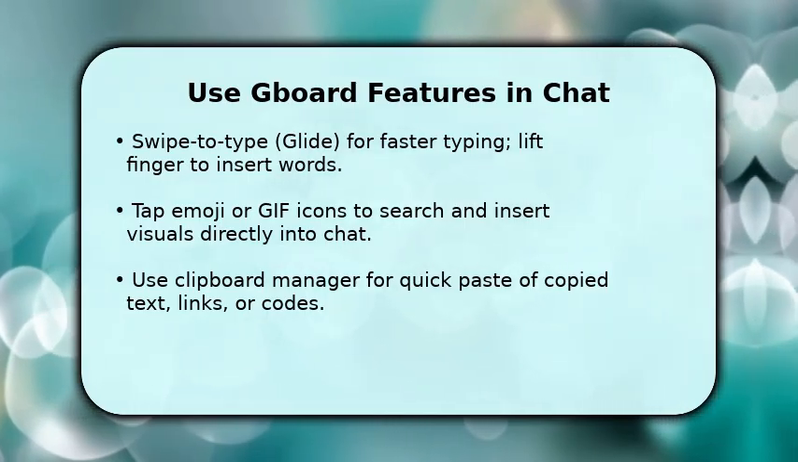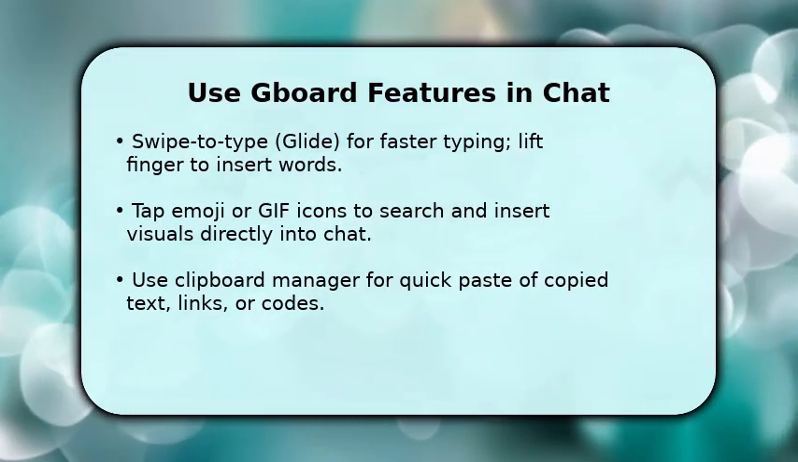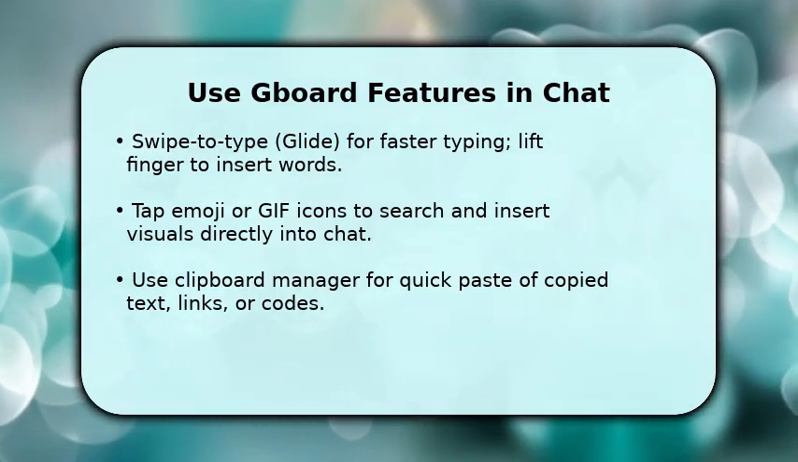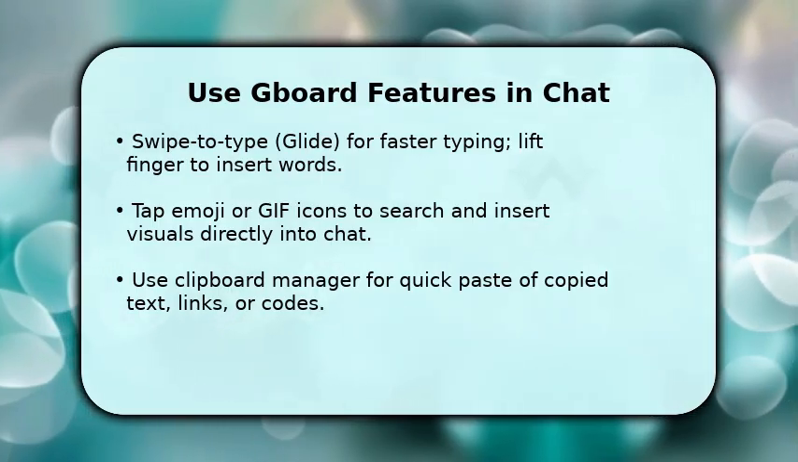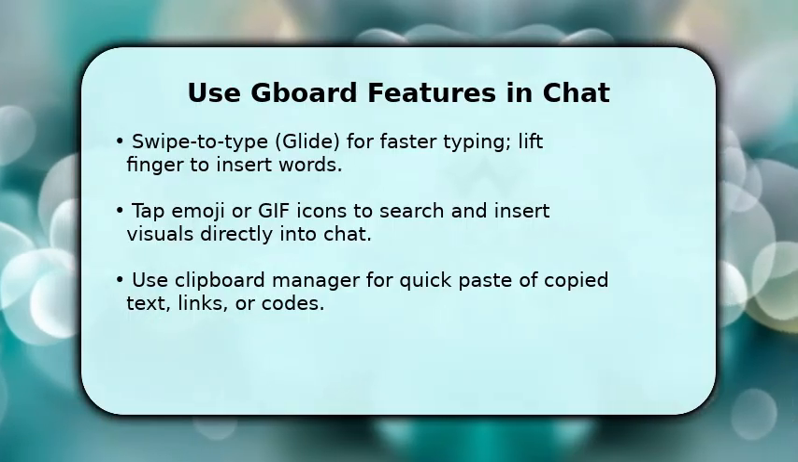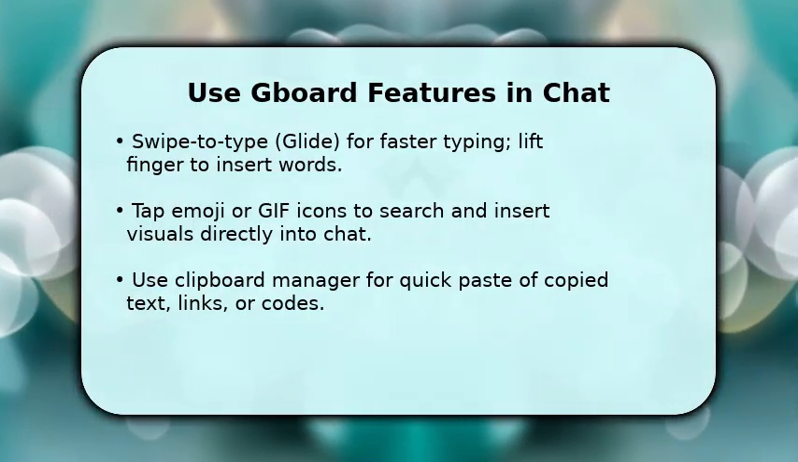For tone and clarity, tap the emoji or GIF icons to search by keyword and add visuals that match your message. When you need a saved phrase or link, open Gboard's clipboard to paste recent clips. Pin frequently used snippets. Also use voice typing by tapping the microphone when hands-free input is easier. Then edit any transcribed text before sending.